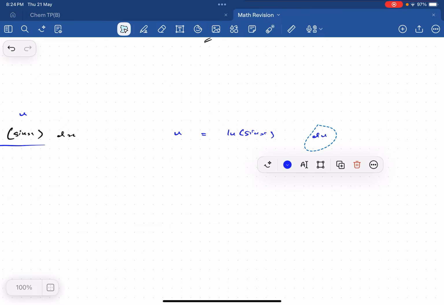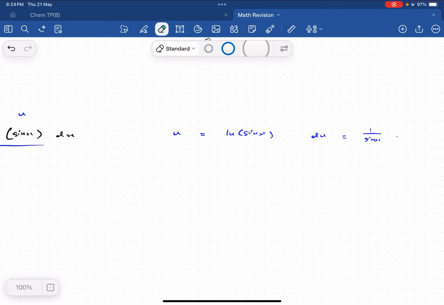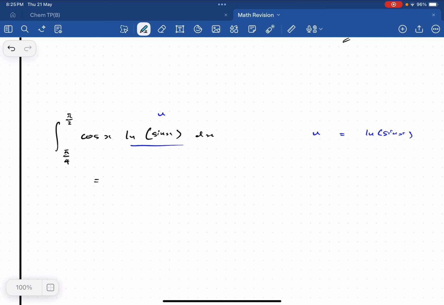is going to be one over sine x times d dx sine x. So that's just cos x over sine x, and cos x over sine x is just cot x, cotangent x. Okay, and then so this is my u, which means that this is my dv or v prime.